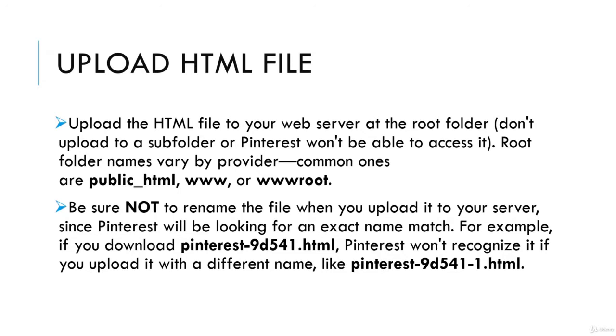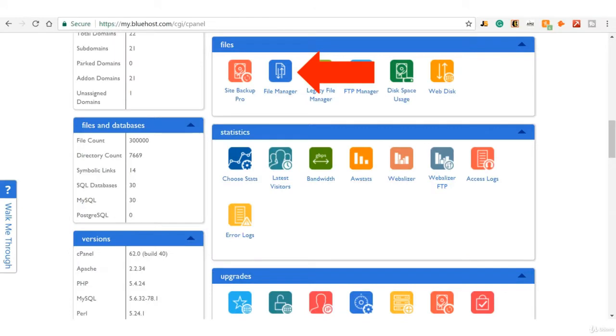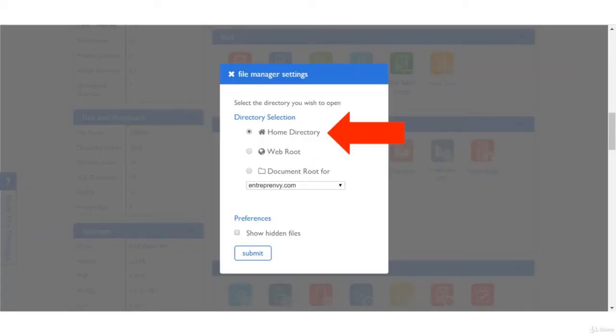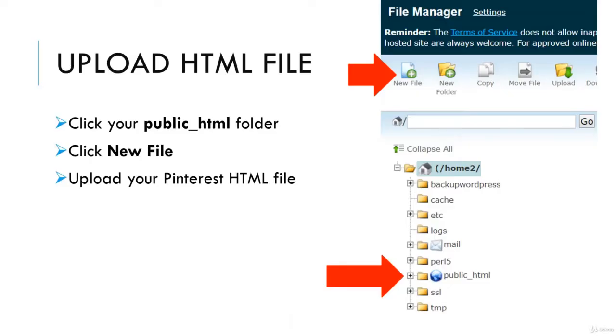Pinterest will be looking for that exact name of the file you initially downloaded. So to access your public_HTML file, log into your website's hosting cPanel. As you can see, we are in our Bluehost cPanel, and once in this cPanel, find the icon named File Manager and click that. Just select that Home Directory option and then click Submit.